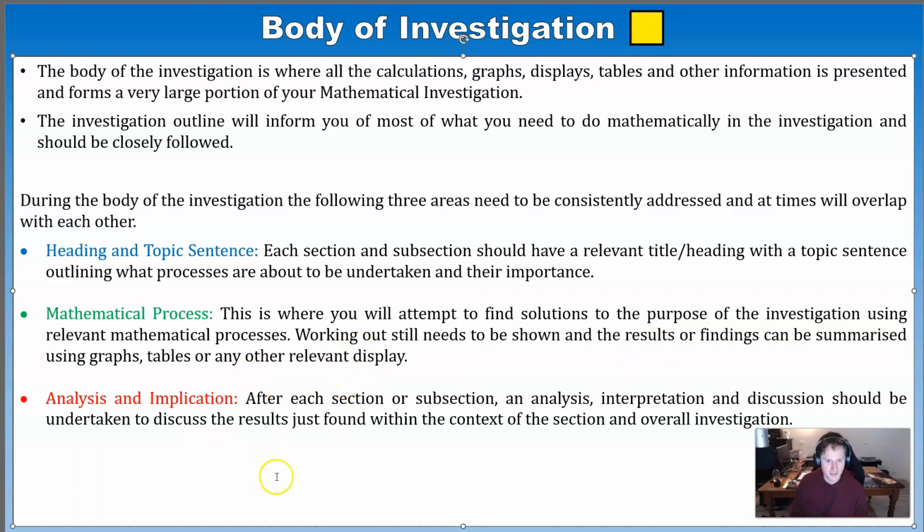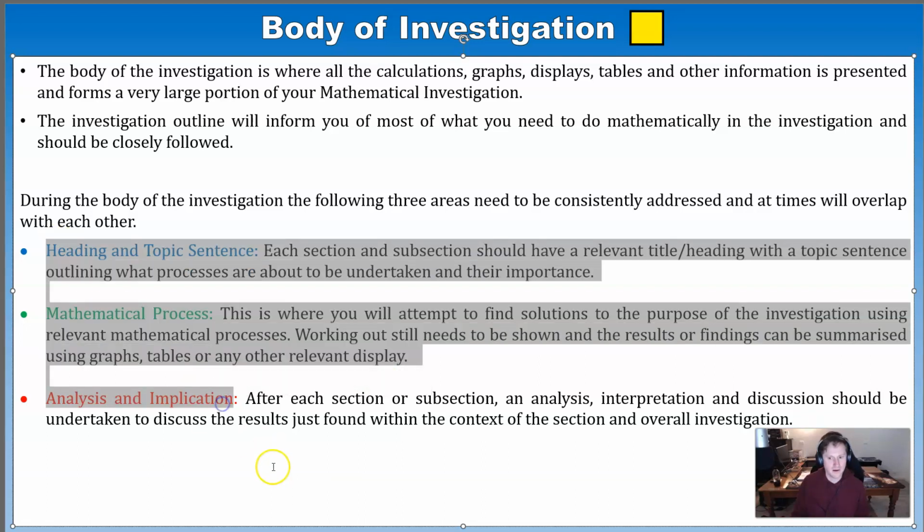Then the analysis and interpretation. So after each section or subsection, an analysis, interpretation, and discussion should be undertaken to discuss the results. So what it's going to be about, the process to get there, and then analysis and implications of that process. And you might repeat this many times throughout an investigation. For example, the measurement DI that my year 10s are doing at the moment, they're doing 3 different containers. So this would be repeated 3 times.